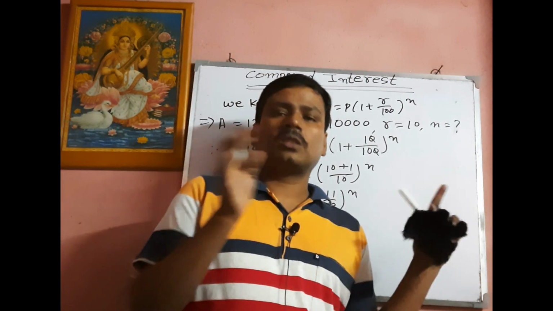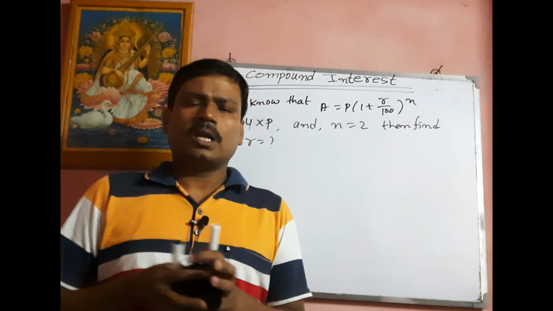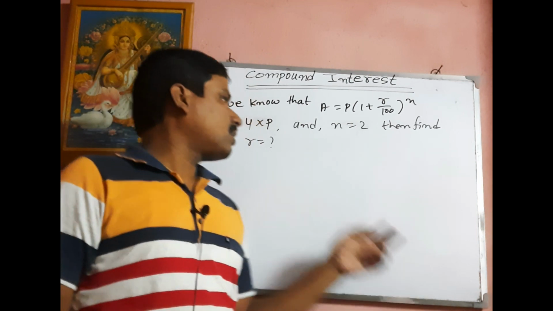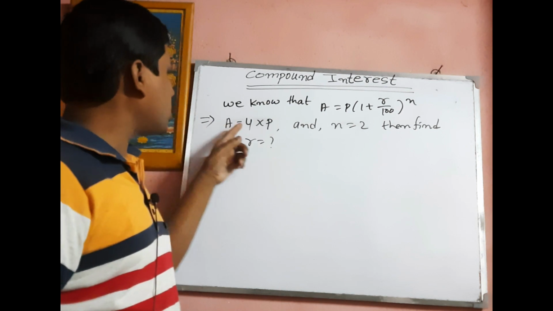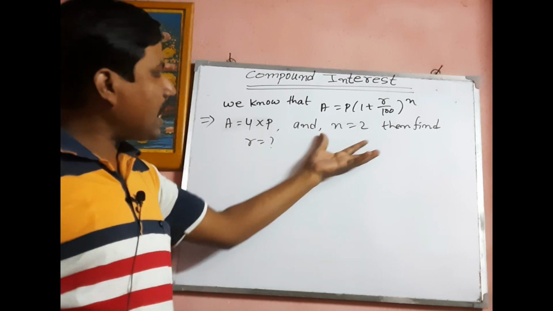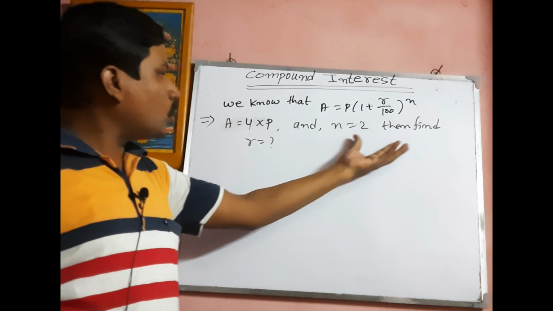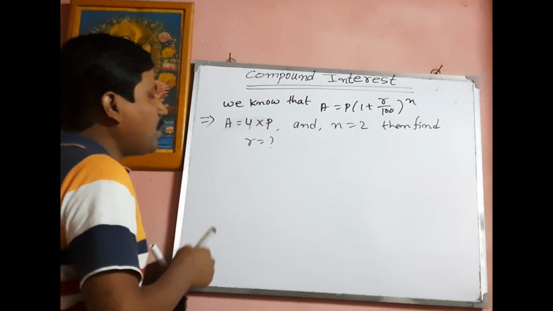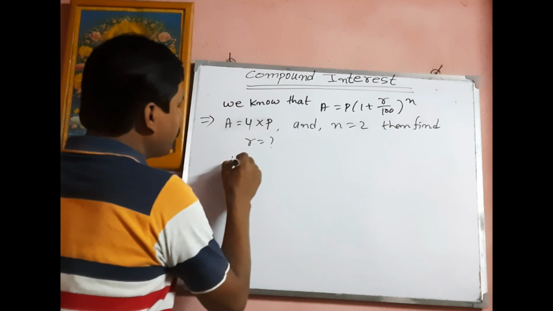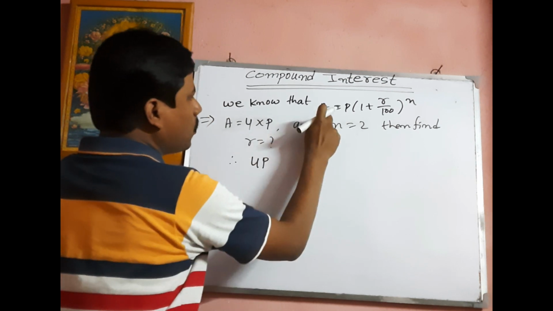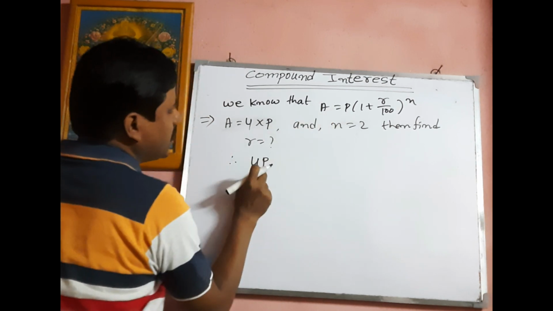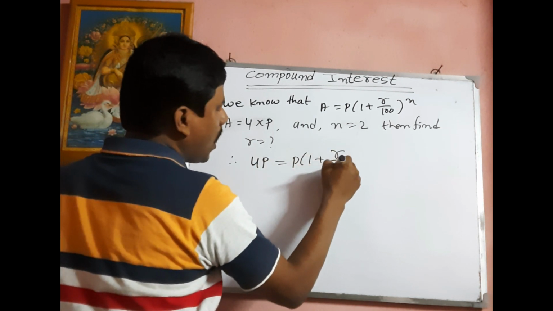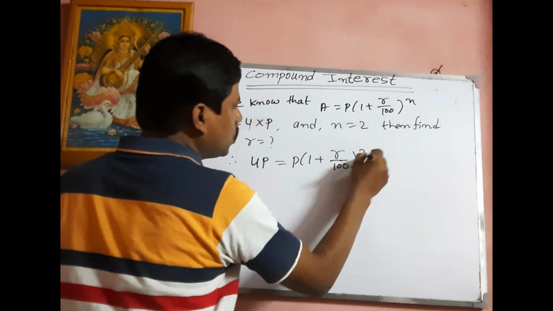Now we move to the third example. Now we are discussing the third example of the day. The third example says that A is equal to 4 times P and N is equal to 2. Then find the value of R. Now by the given information, we are putting the value of A, that is A is equal to 4P and P is equal to P and R is equal to R and N is equal to 2.